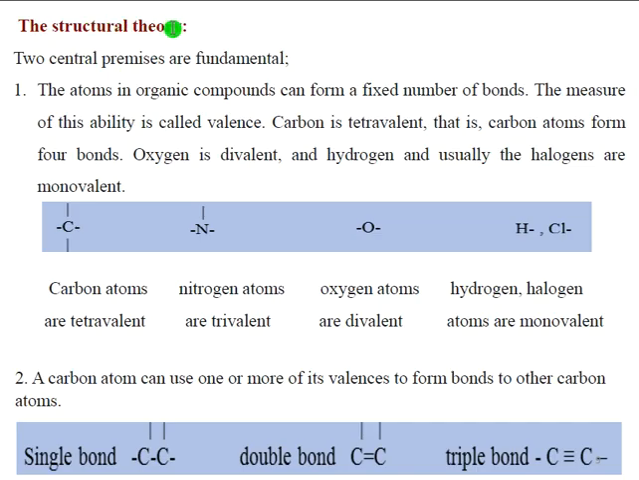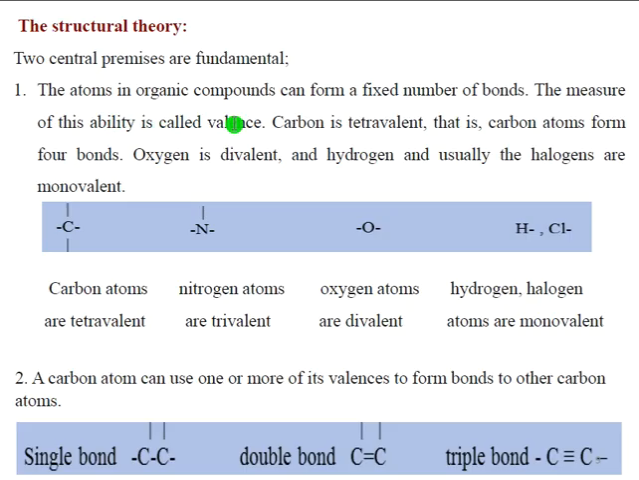The structure theory. Two central premises are fundamental, meaning we have two principles here. The first one is that atoms in organic compounds can form a fixed number of bonds. That means one atom can make one bond, another can make two bonds, another can make three bonds, and another makes four bonds. The measure of this ability is called valence.